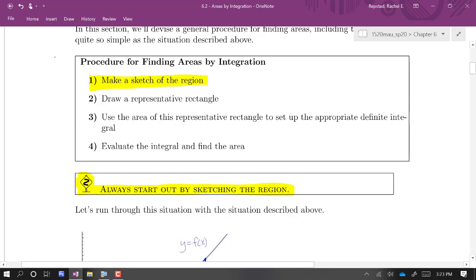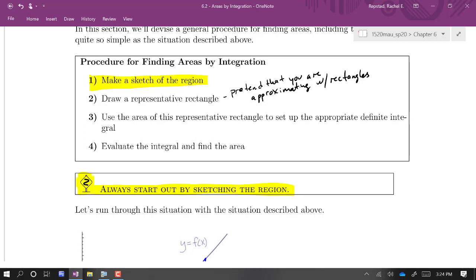Then the next step says draw a representative rectangle. This means, pretend for a moment that you're approximating with rectangles, right? But only draw one rectangle. And what might a rectangle look like if we were approximating? If that representative rectangle that you draw, if you can get an expression that gives you the area of that one rectangle, then the integral practically writes itself. And so that's why I make such an emphasis out of sketching the region and drawing that rectangle.